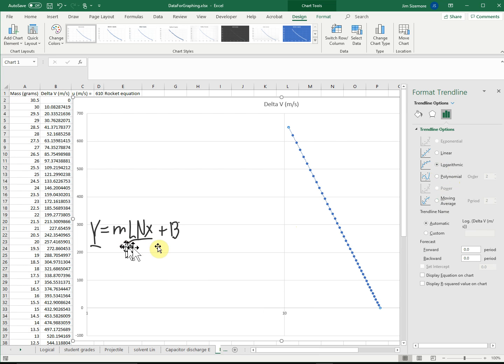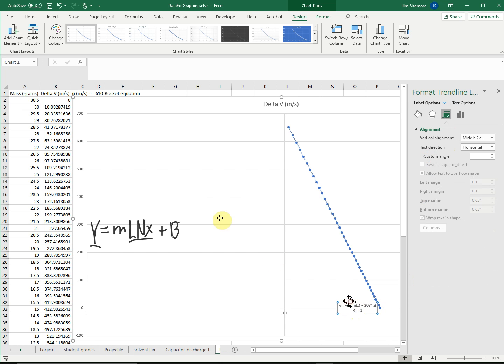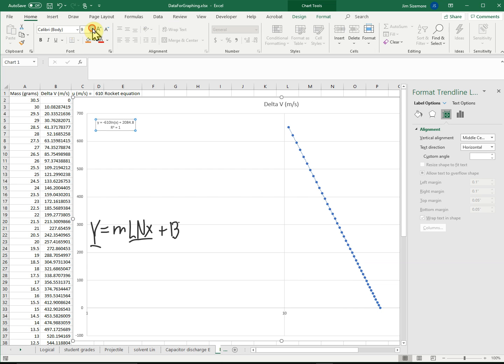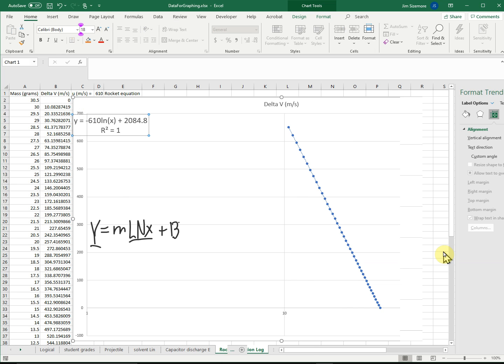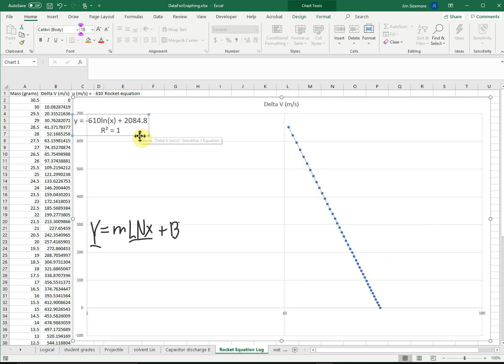When the scale of the x-axis is logarithmic and the data appears to be a straight line, it's a logarithmic model. And it fits exactly. Display equation, display r squared. And let's make it nice and big so you guys can see it. There. And I'll close this down. So this is theoretical data. It's not experimental data. So r squared is exactly equal to 1.